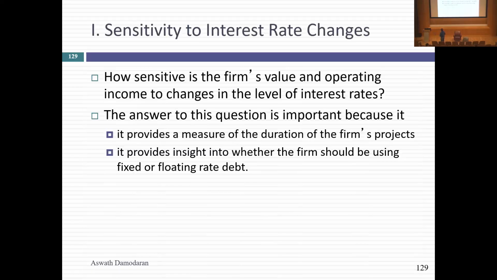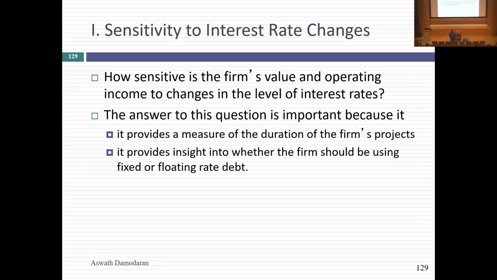So let's start with the interest rate question. I'm going to look at how sensitive Disney's operating income is. I'm going to ask it separately for operating income and value, because I get slightly different kinds of information from those analyses. I'm going to run that regression of changes in value at Disney and changes in operating income against changes in the T-bond rate.